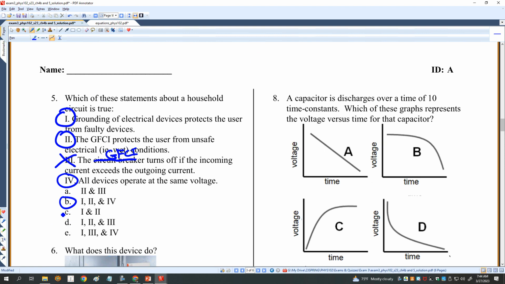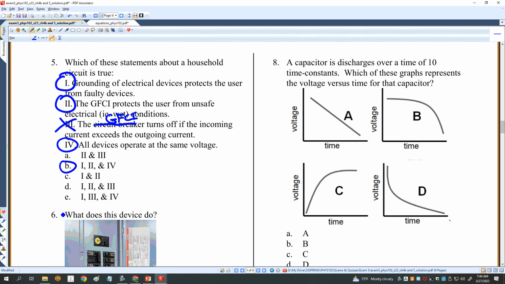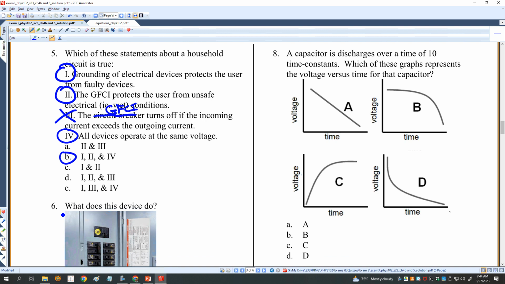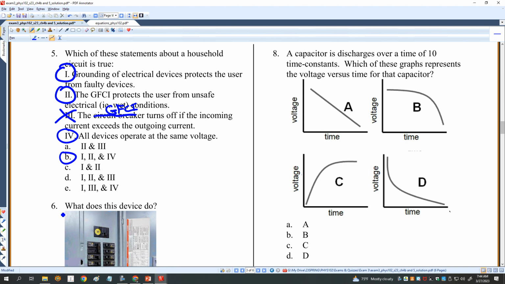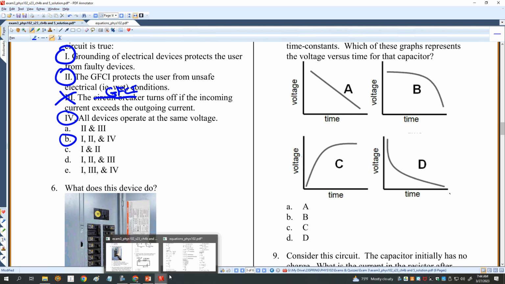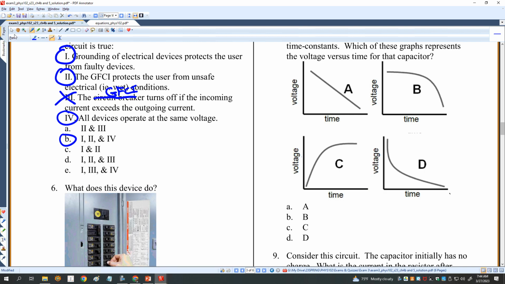and that's going to be the answer is A. Capacitor discharges over 10 time constants, means it's fully discharged. Which of these represents the voltage versus time? Okay, so the voltage will start out discharging. Yeah, we'll start out big and decrease with time. So the answer is going to be D.